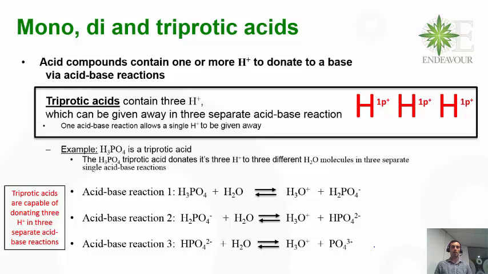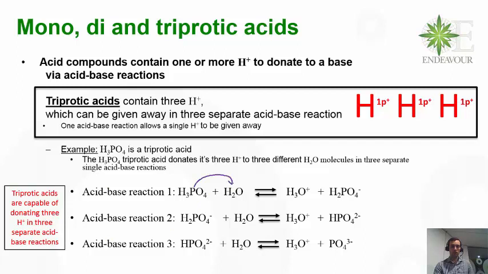So how many acid-base reactions do you think a triprotic acid would need to give away its 3 H+? Well, it needs 3 separate acid-base reactions, and we can track how this happens with our H3PO4 triprotic acid in the example down the bottom here. In each acid-base reaction shown here, we have the acid losing 1 H+.